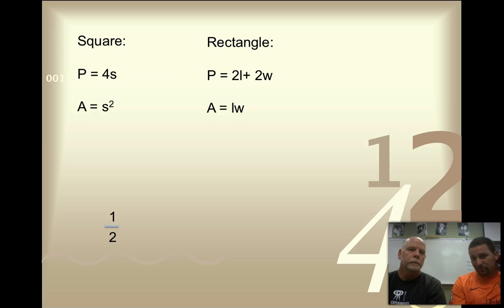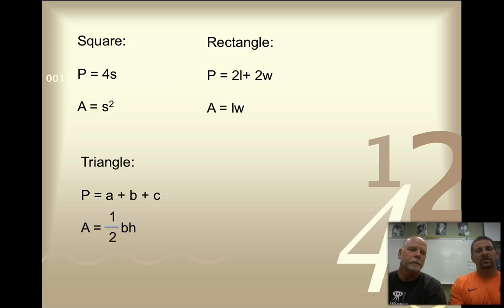Then we have a rectangle. Now the perimeter for a rectangle is 2 times the length, so the longer side, plus 2 times the width, which is usually the shorter side. It doesn't really matter. You could call one the length, one the width, as long as you take the 2 different measurements and then add them together. And then the area is the length times the width. And if you express that perimeter all the way, length plus width, that's where we get the two lengths and the two widths added together, and then add those together.